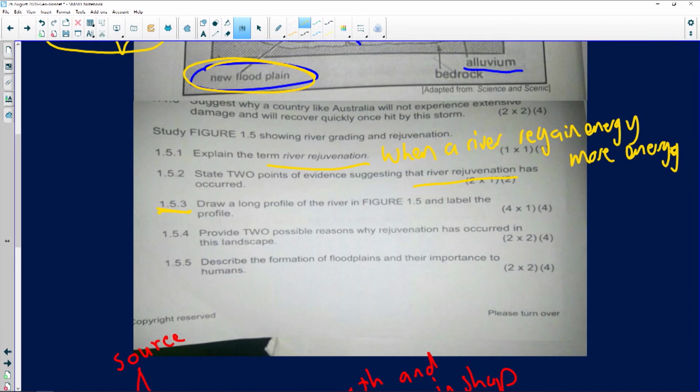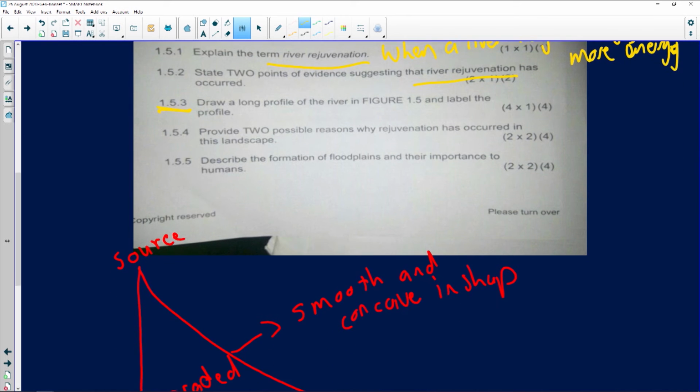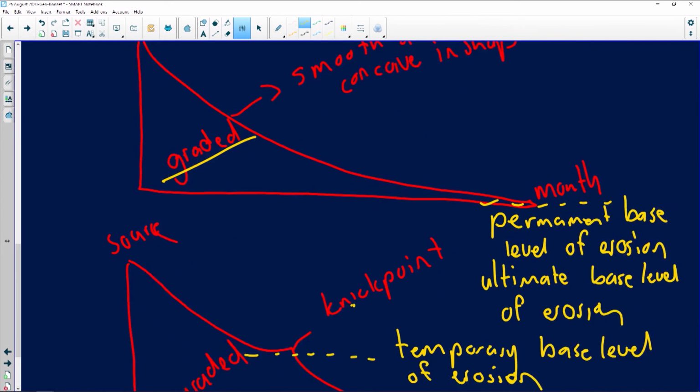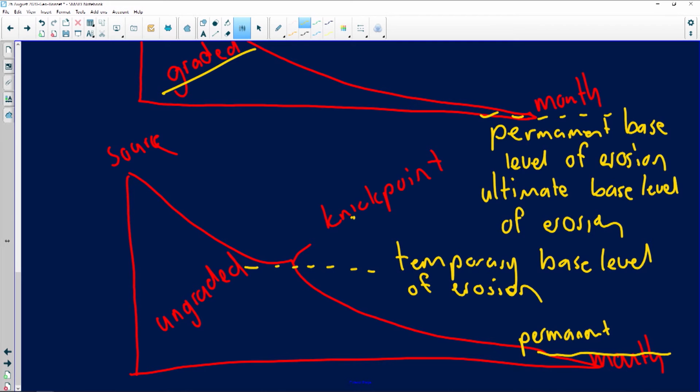Now, this question, 1.5.3: draw a long profile of the river in figure 1.5 and label the profile. This is the graded profile. So the one that you're going to draw is this exact longitudinal profile. You're going to draw the river from its source to its mouth. The nick point creates a temporary base level of erosion, right? So it creates a nick point, while the permanent base level stays at the bottom at the mouth.